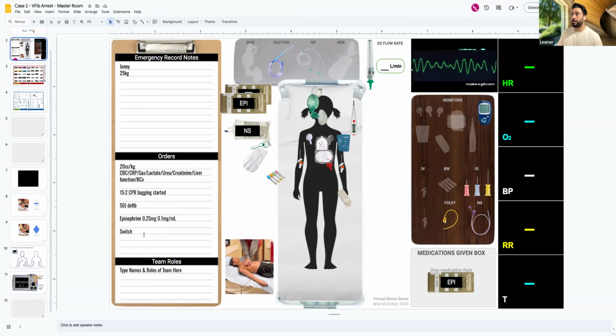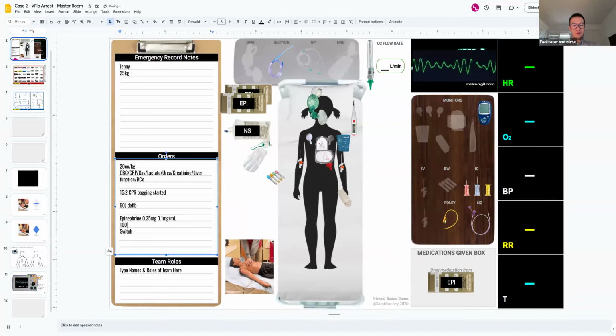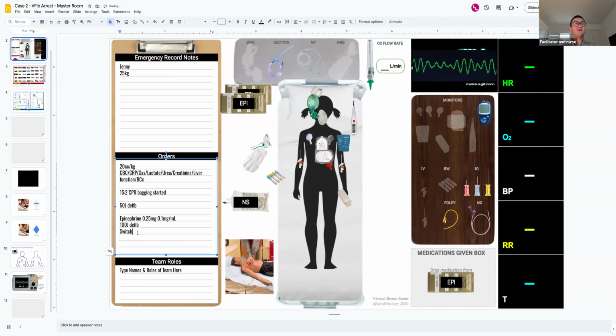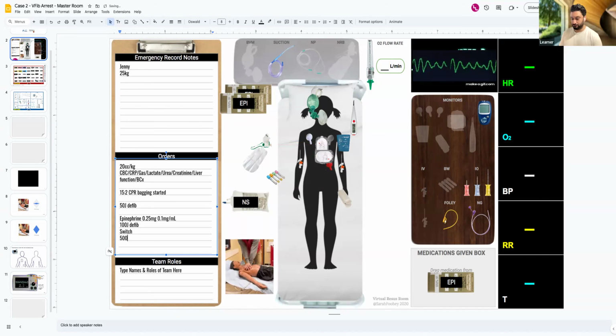And can I give another 500 cc bolus of normal saline, please? Okay. Your CPR providers have switched as you have requested, and I can get a bolus of normal saline given. So you want 500? Yes, please. Okay.